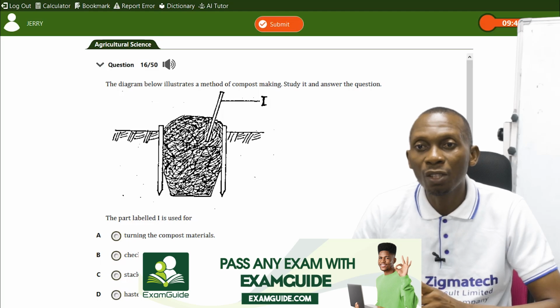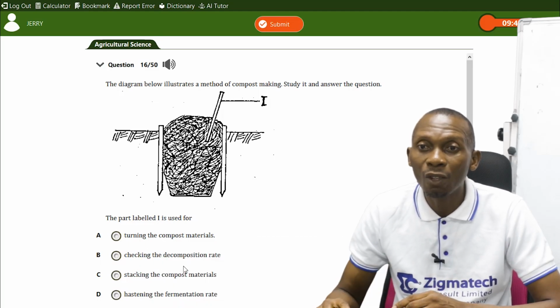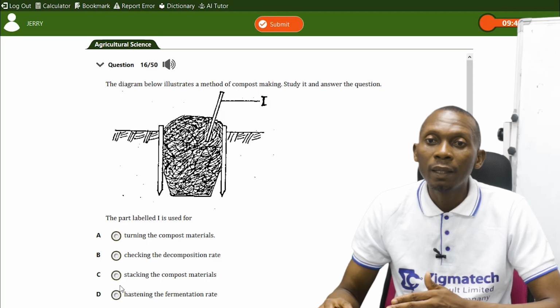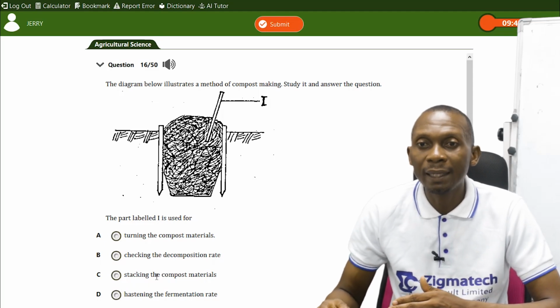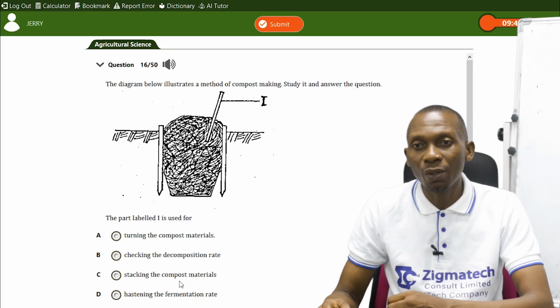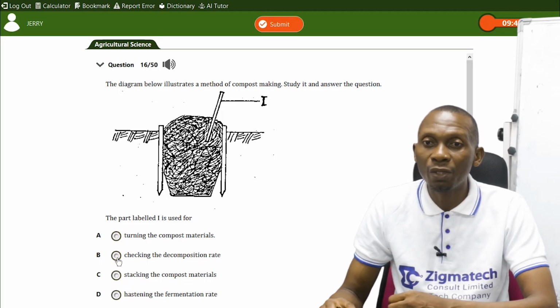Okay, the first option says turning the compost material. Second says checking the decomposition rate. C says stacking the compost material, and D, hastening the fermentation rate. So the answer here is to check the decomposition rate, and it's called a tester.